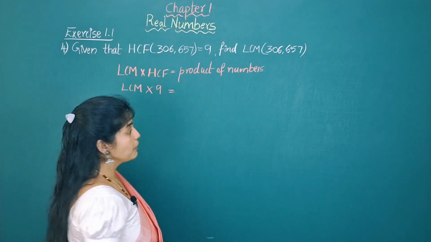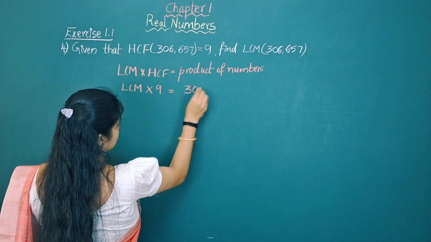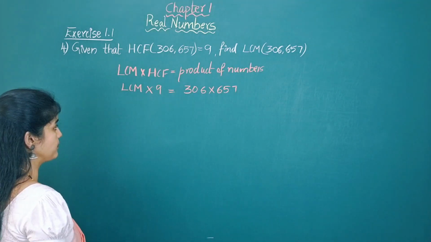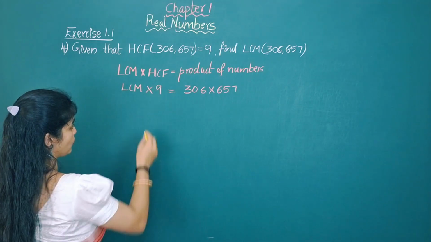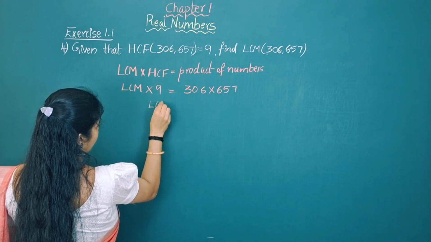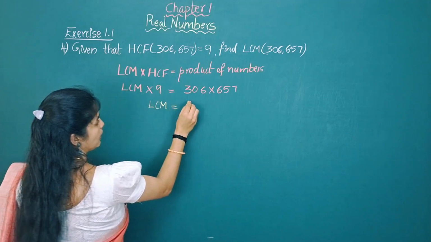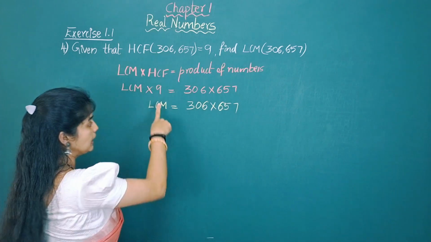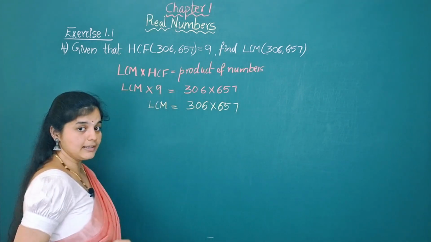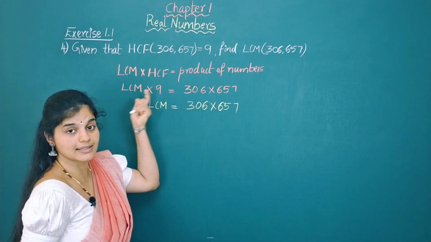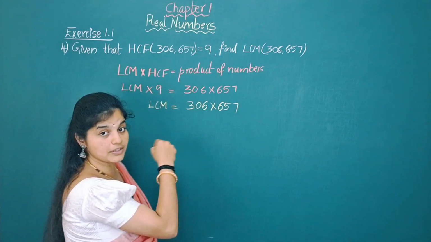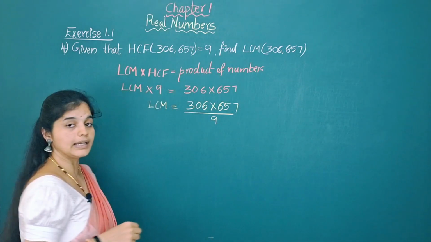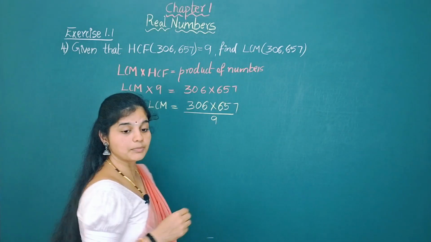We are given 306 and 657 as the two numbers. So now let us solve. We need to find LCM. On the right hand side we have 306 multiplied by 657. On the left hand side we have 9, that is multiplied to the LCM. When I shift that 9 to the right hand side, I should divide it. So now 306 into 657 divided by 9.